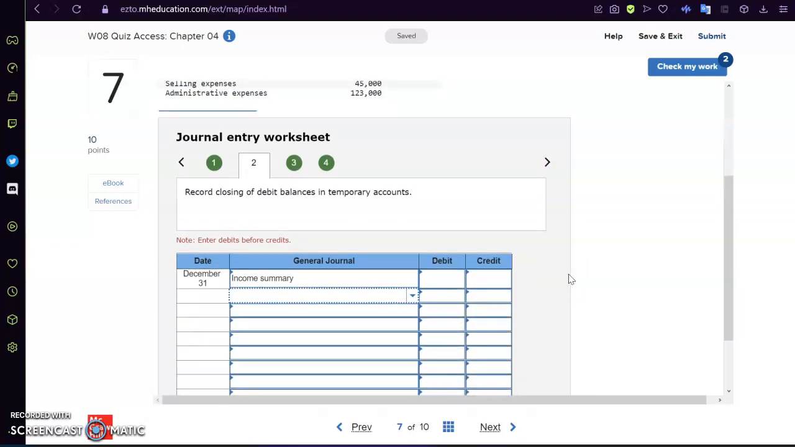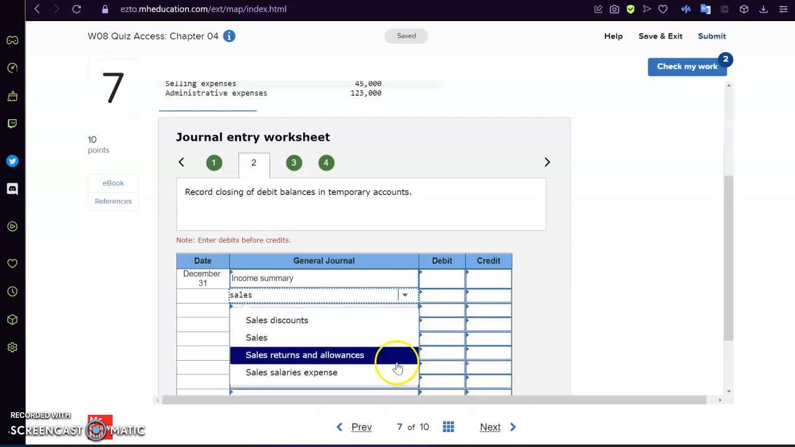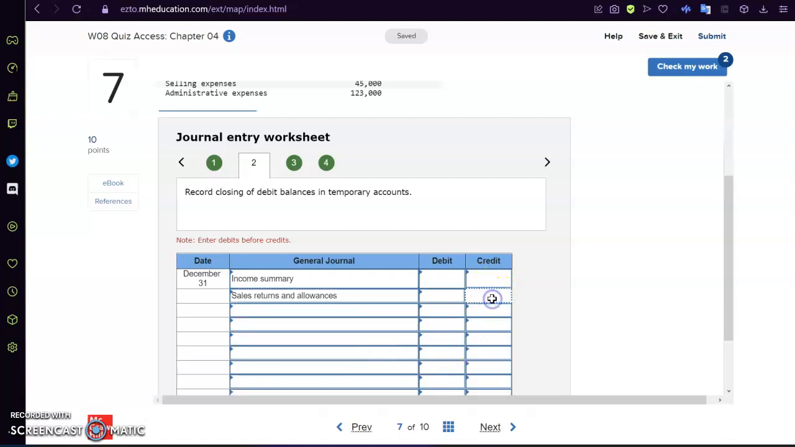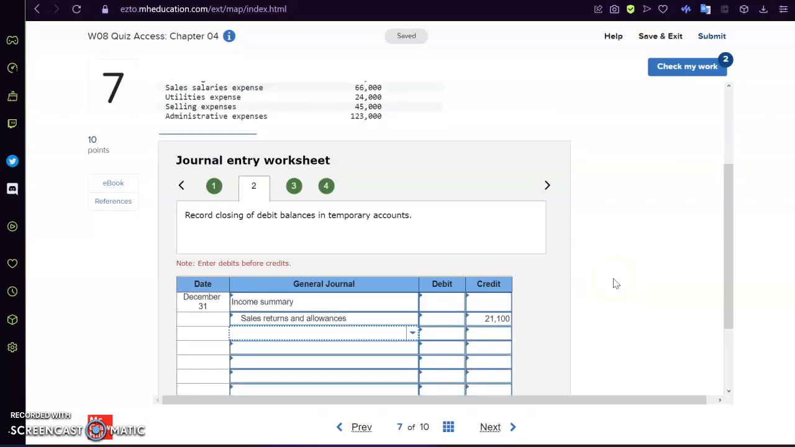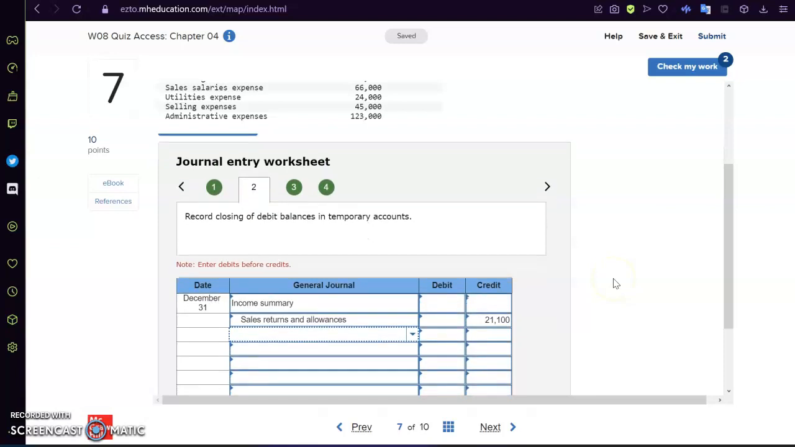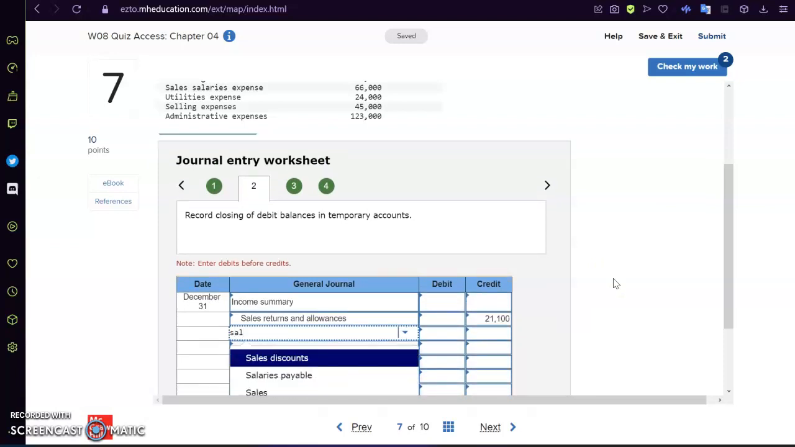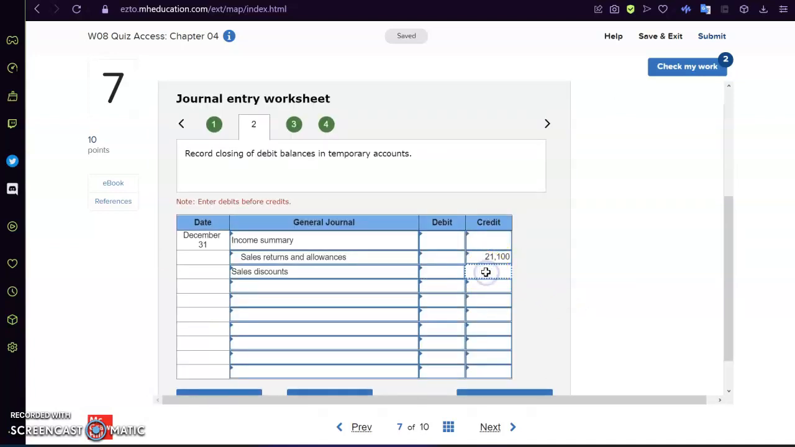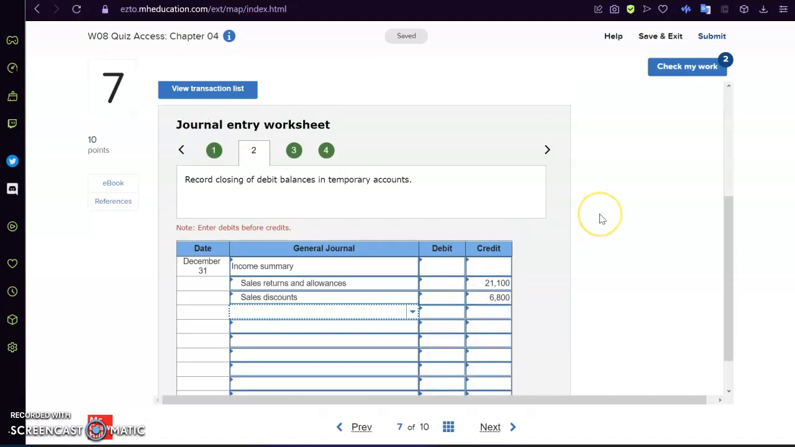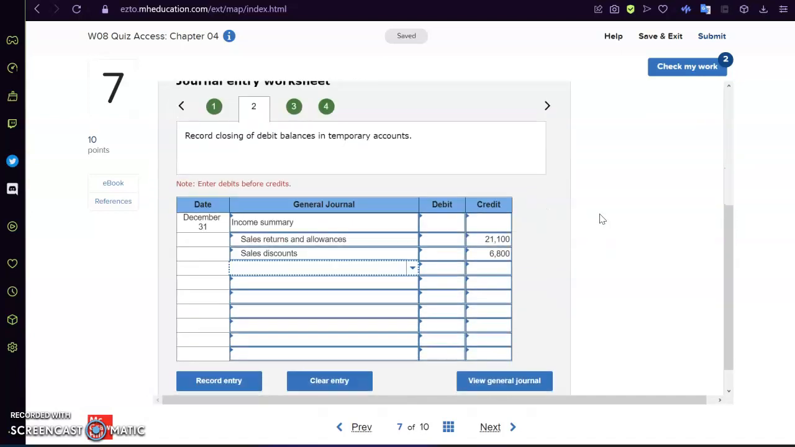So we have our sales returns and allowances, which is just check, yeah, 100. We have our sales discounts, which is 6,800. We have our cost of goods sold, which is 248.